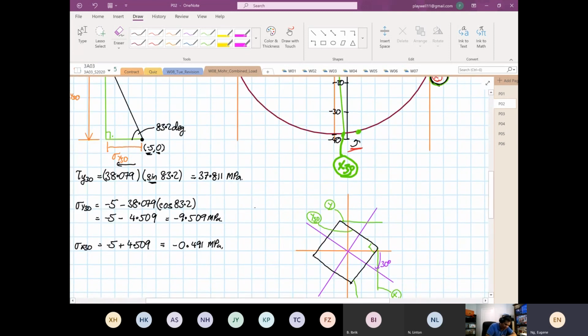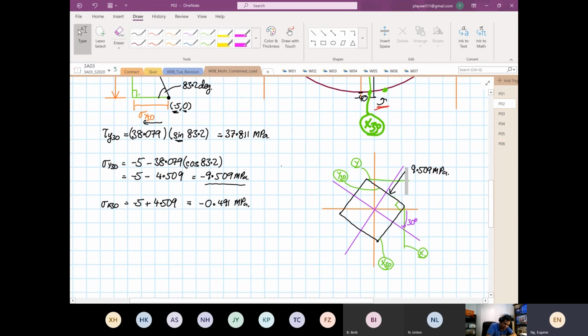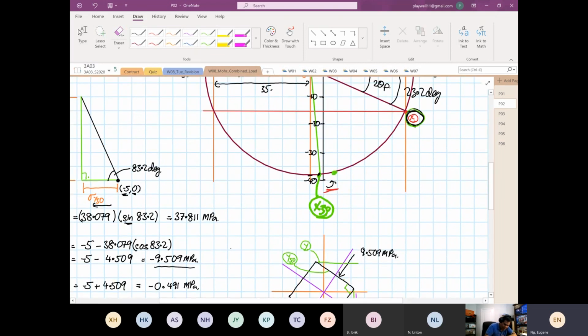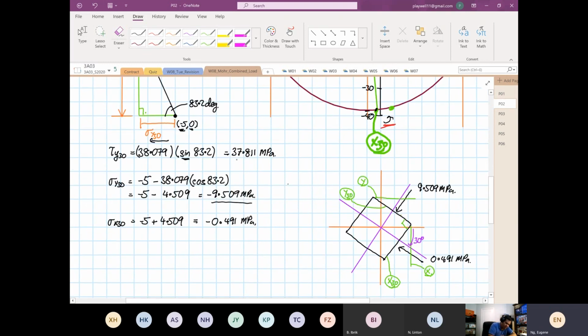So from here, you look at your Y to Y30. The value we calculated for Y30 is minus 9.509. So you'll be coming under compression. So it'll be minus 9, or you just draw the arrow down. So it's known as compression, 9.509 megapascal. And then the other side, okay, X30, which is this point over here, right? So you have also compression, and it's going at 0.491 megapascal. And then we don't forget our shear, right? We have a shear of 37.811.